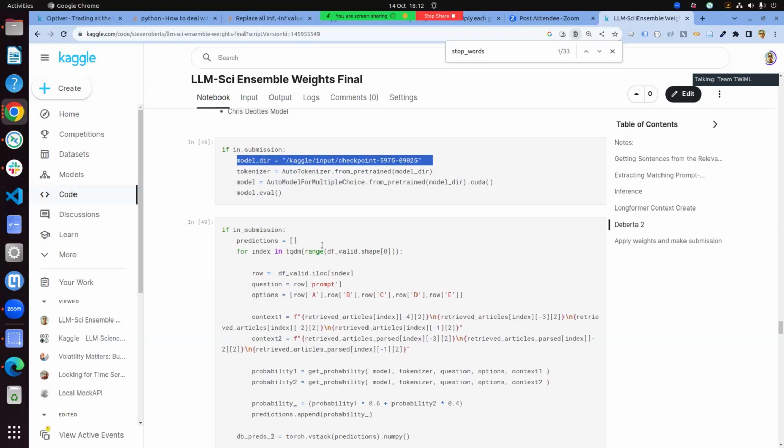But when I used this model with the 270K context, that alone, and I ran out of time to do any ensemble, I just submitted those two, and it launched me into the bronze medal space.